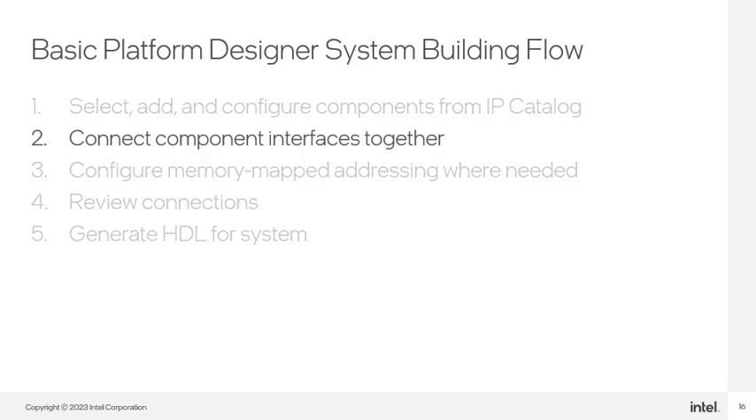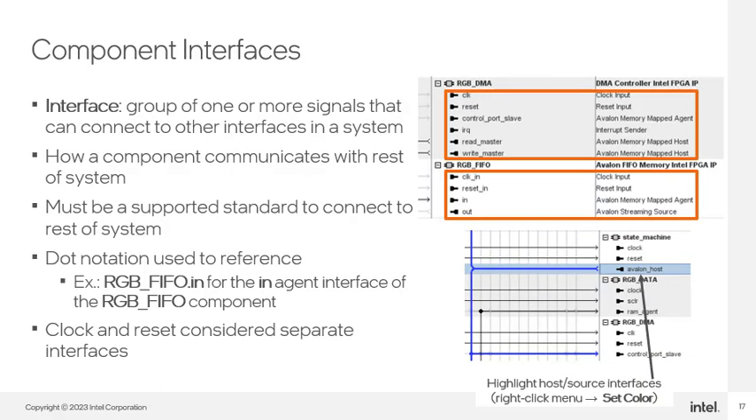Next, there are many ways available in Platform Designer to connect the component interfaces to each other. When you add a component to your system, the System View or System Contents tab displays all the interfaces for the component. Each interface is a grouping of one or more signals that a component uses to communicate with other components in the system. Most, but not all, component interfaces need to be connected. Some unused interfaces can be left unconnected. This is evaluated on a component-by-component basis automatically by the tool.